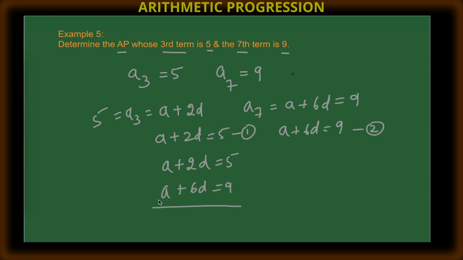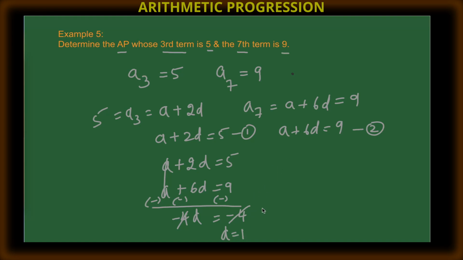Okay, so we need to subtract them, otherwise we will not be able to sort it out here. So 5 minus 9 is what? It is minus 4. Plus A minus A gets cancelled. So you have 2D minus 6D, which is equal to minus 4D. So minus 4 gets cancelled, and D is equal to 1.